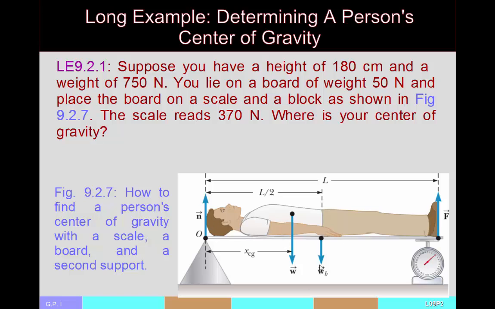All right, let's look at an example in which we try to find the position of the center of gravity for the person, based on having some information about the person's height and weight, and then a scale reading and the weight of the board upon which the person is lying.